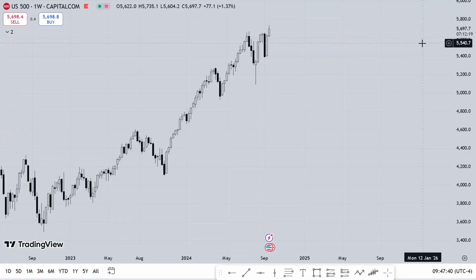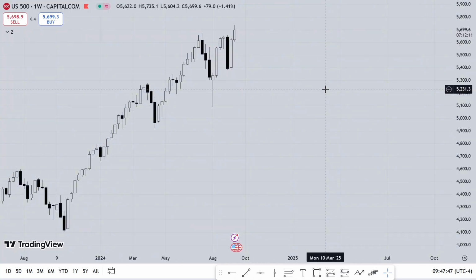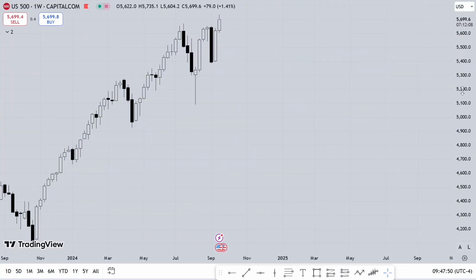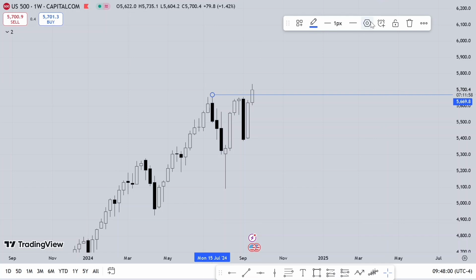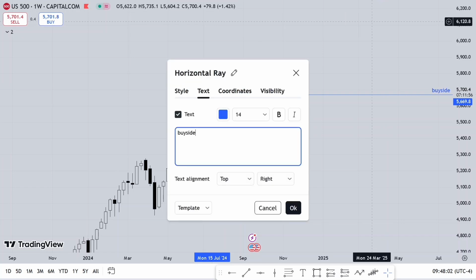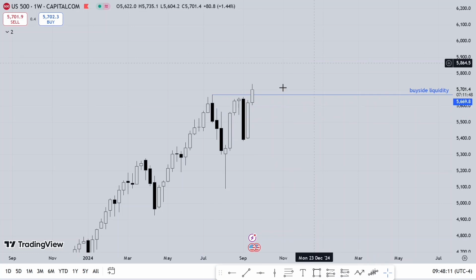So, we'll be doing a weekly review for this week's market. On Monday, we indicated that we're interested in these relative equal highs here and also these highs. So we had buy side liquidity resting above here, which was the Judas liquidity going into this week's market.